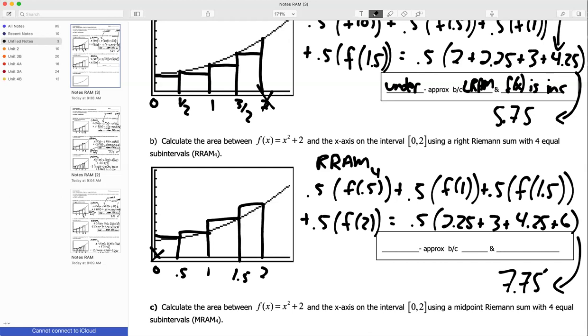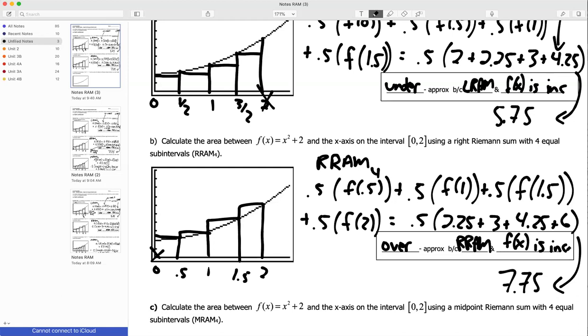And I can see that this is an over approximation. And how would I justify it? It's an over approximation because it's a RRAM and f of x is increasing. Okay, please don't say it, you will lose points for the justification. We say the function is increasing. f of x is increasing. Okay, so that is my RRAM.